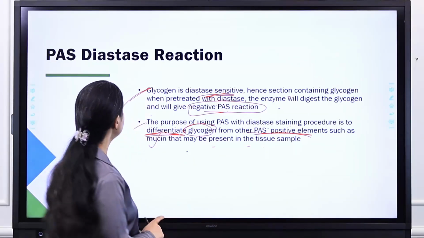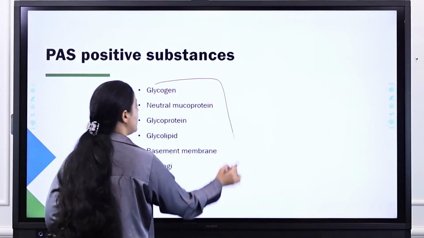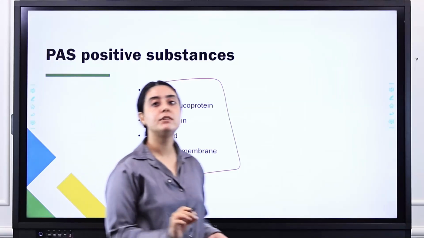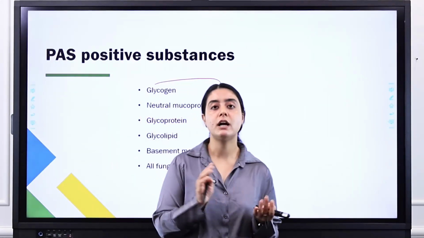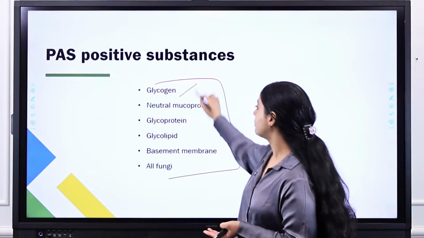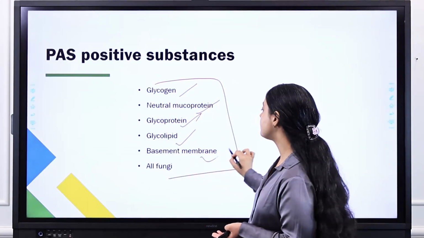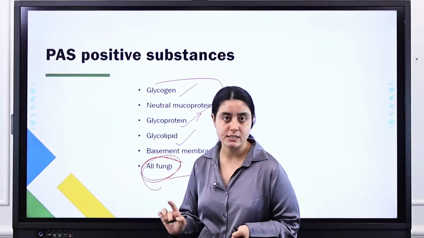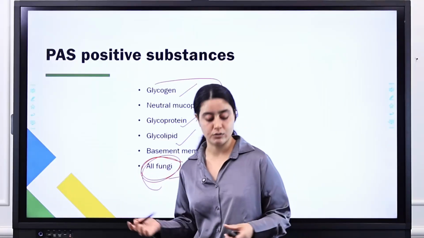Next, what are the PAS positive substances? These are all the substances which are identified with the help of the PAS stain. We have to differentiate glycogen and non-glycogen materials such as glycogen, neutral mucoprotein, glycoprotein, glycolipid, basement membrane, and also all fungi we can detect with the help of the PAS stain. So it is necessary to differentiate between glycogen and non-glycogen material.